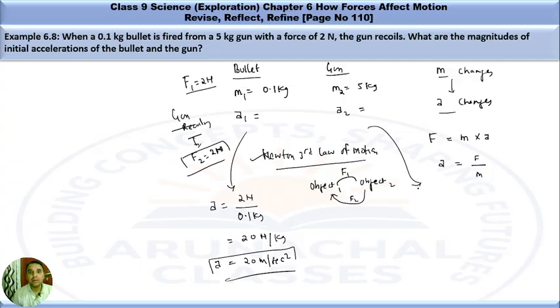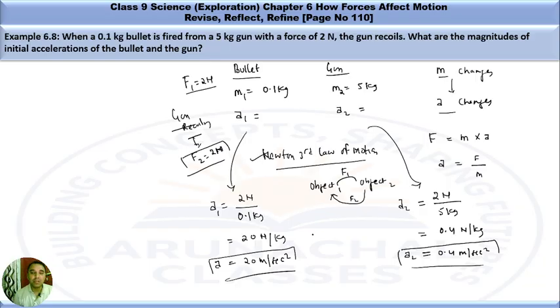For the second case, that is a2, here the force is given again. The recoil force of the gun is 2 Newton. So acceleration we need to find out. The mass is given as 5 kg. So 2 upon 5 we just divide. It will be 0.4 Newton per kg. So it is 0.4 meter per second square. So here we have found that the acceleration is 0.4 meter per second square.